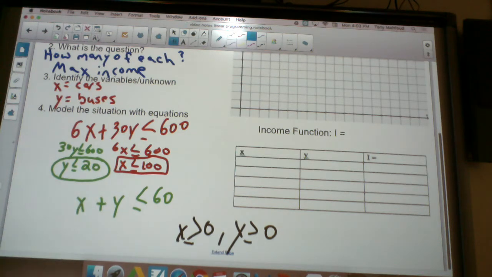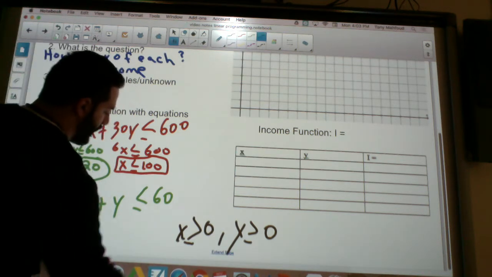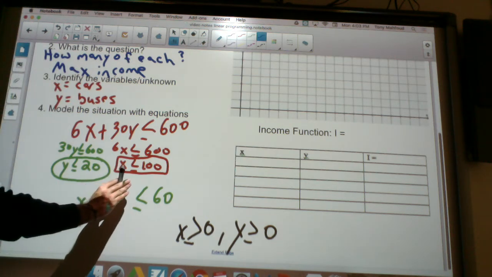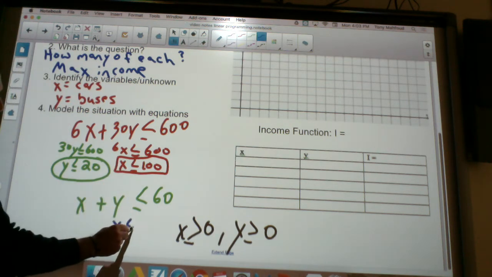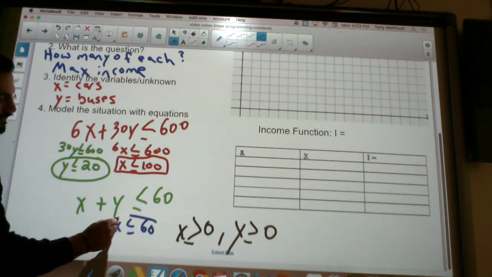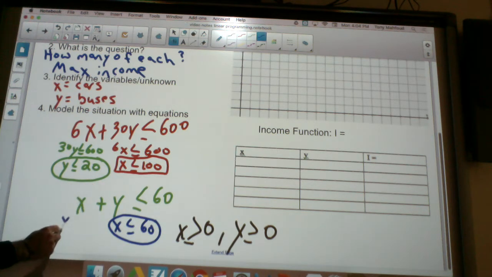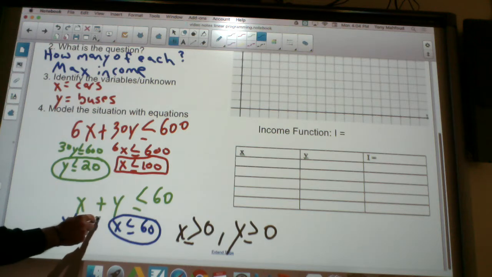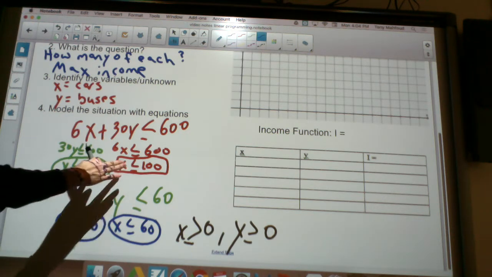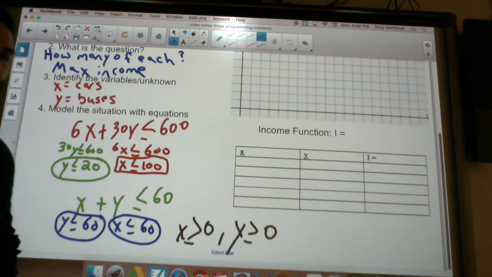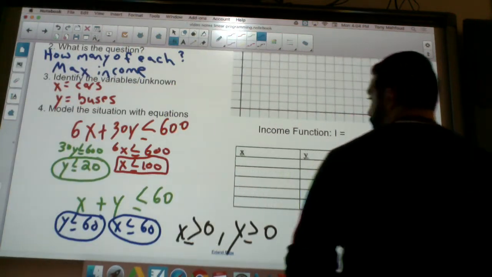Next, we have x plus y is less than or equal to 60. Again, plug in 0 in for y, you're going to be left with x is less than or equal to 60. Plug in 0 in for x, you're left with y is less than or equal to 60. Now that I have my points for my inequalities, I can go ahead and put those onto our grid.